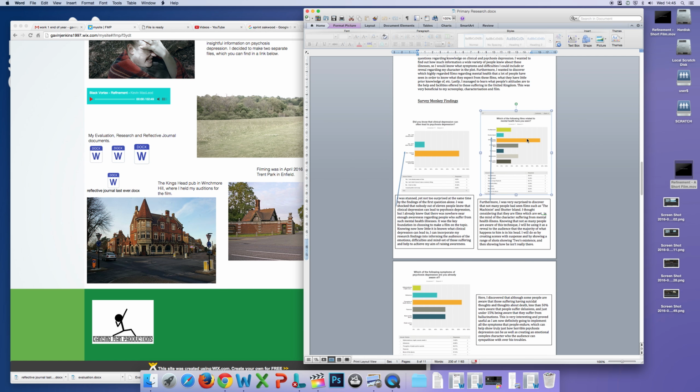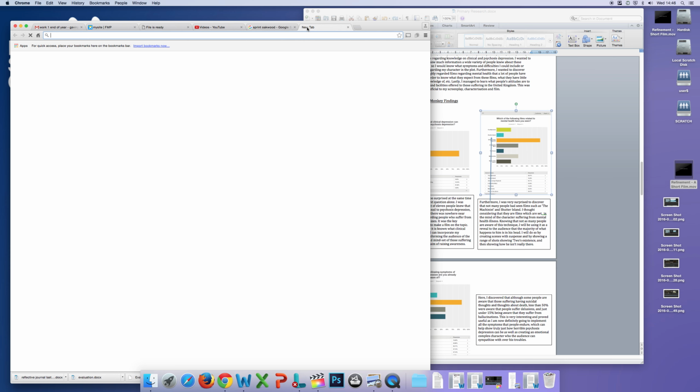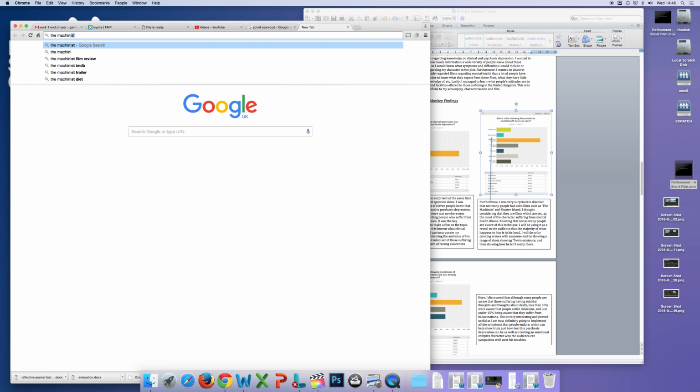I also asked which films people were seeing related to mental health. I did this to find out a sort of formatting of the audience's memory of what mental health films would be like. So this included Shutter Island by Scorsese, and the European film The Machinist, starring Christian Bale.